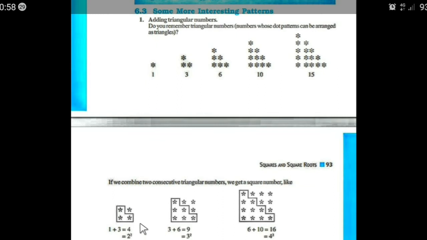Okay. Now the second pattern is given. This is 3 plus 6. We can see 3 plus 6 we can combine, equal to 9, that is equal to 3 square. And the third pattern is given as 6 plus 10. So here is 6 plus 10. These two we can combine. We will get this pattern. So 6 plus 10 equal to 16, that is equal to 4 square.